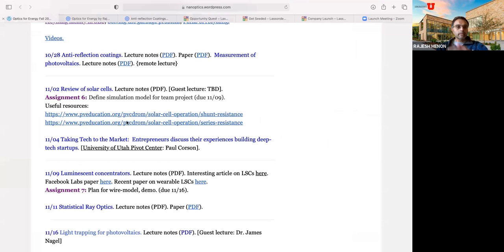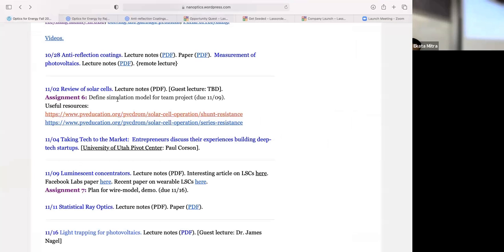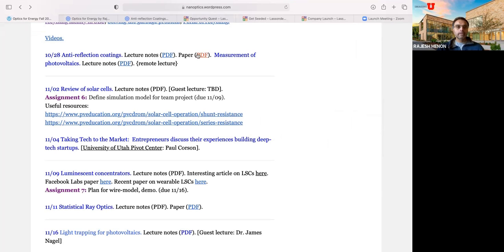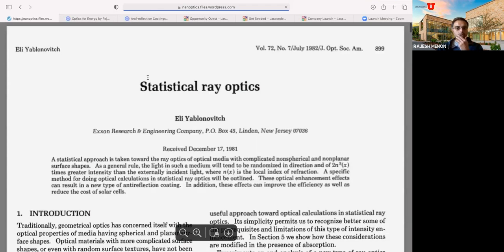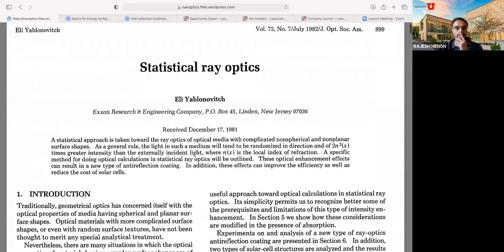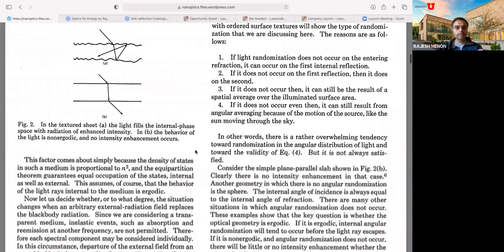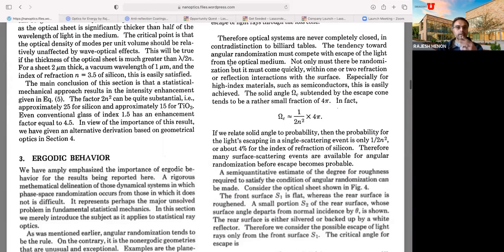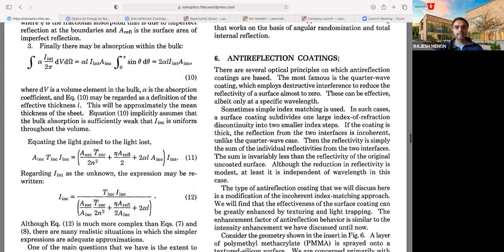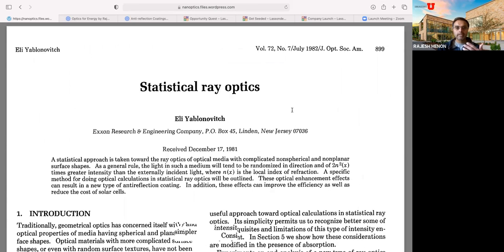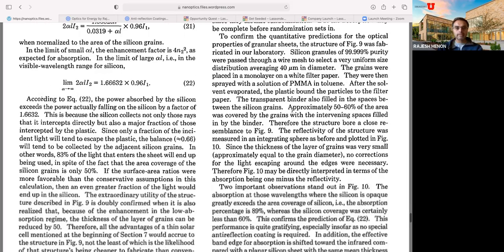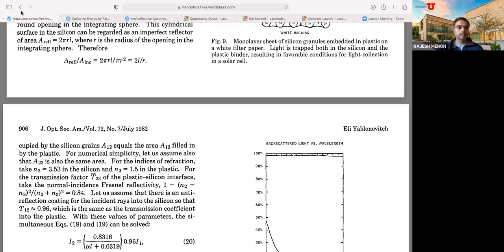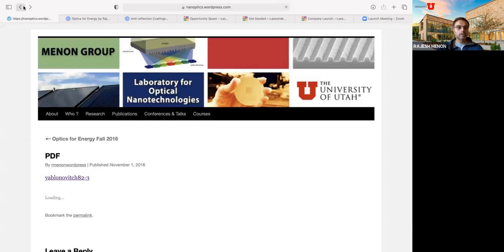I'm going to go back to the website here. There is a paper that I linked here. If you click on it, sorry, it's an important paper. We'll actually revisit this in 2 weeks, called Statistical Ray Optics. The second part of this paper talks about the anti-reflection coatings, and that covers the math in a little bit more detail than what I talked about. And we'll talk more about this later on.